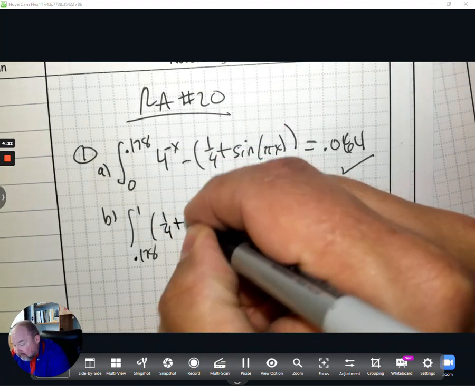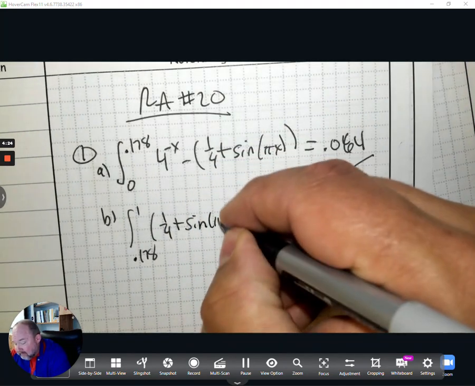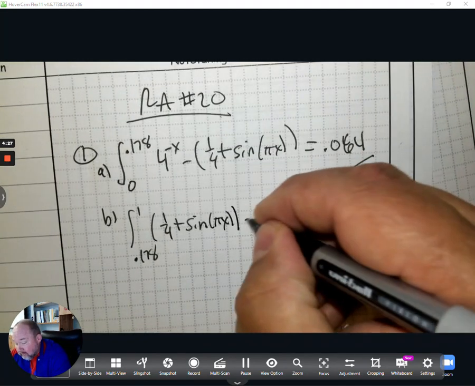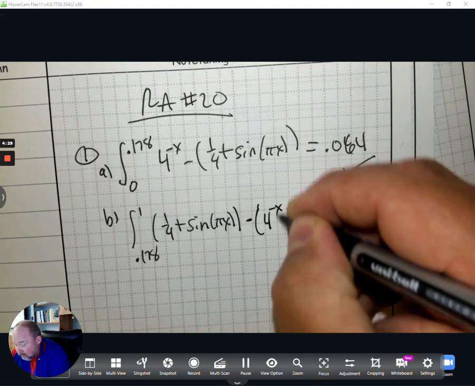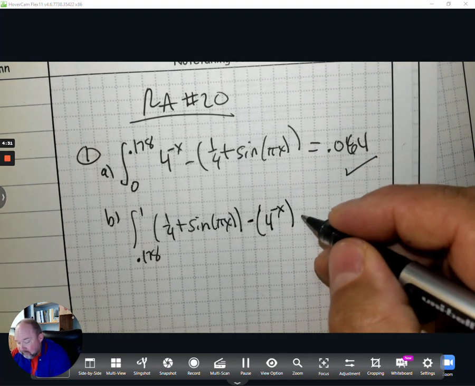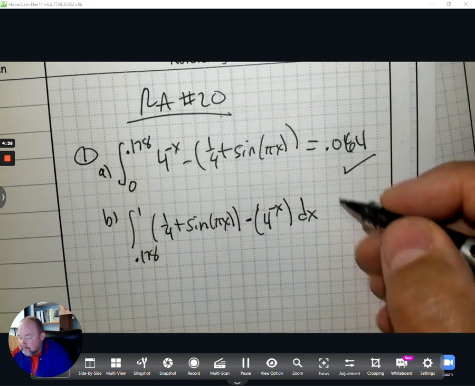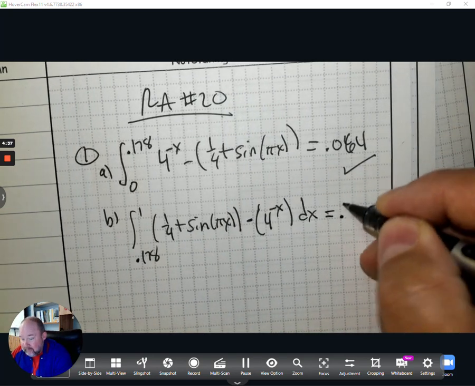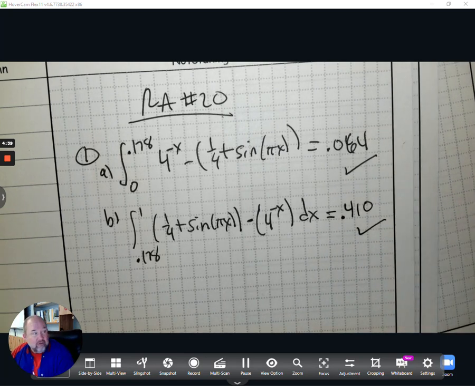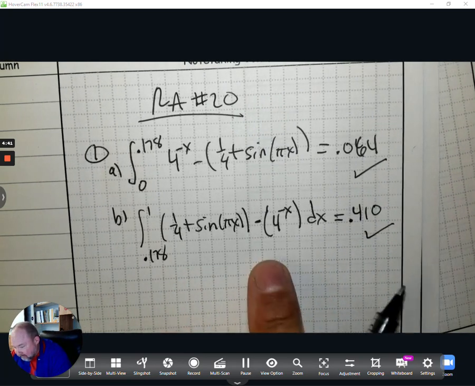From 0.178 to 1. But now, which one's on top? 1/4 plus sine pi x, subtract the bottom, which is now 4 to the negative x. And then you would type that in your calculator. Now I'm going to save you time. You should practice it, though, on your own. That answer is 0.410 if you type that in.